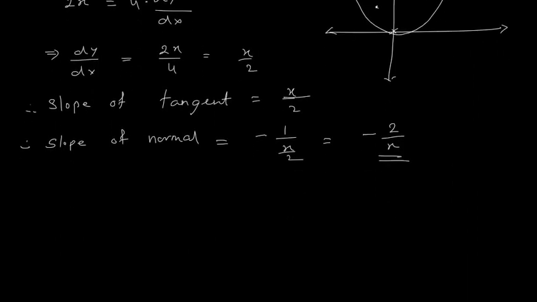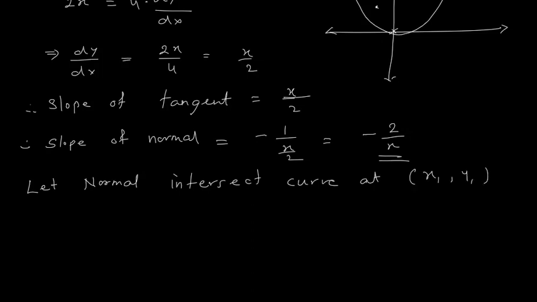I will say let the normal intersect the curve at x1 comma y1. So this x1 comma y1 will be a point on the normal, as well as a point on the curve. This point is going to lie on the curve, as well as on the normal. So first let us see what is the slope of normal.